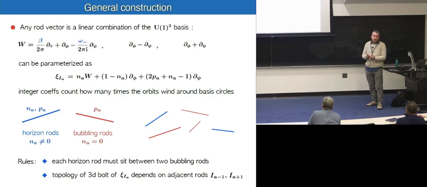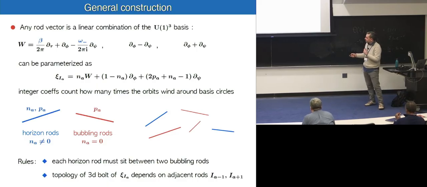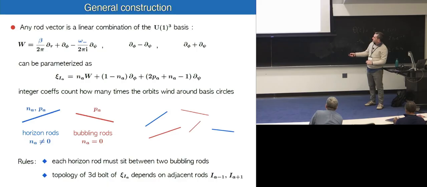The rules can be found by analyzing the solution and imposing some regularity condition, like absence of Dirac-Misner singularities. So, for instance, each horizon rod, these blue rods, must sit between two bubbling rods. We cannot have two horizon rods that are one next to each other.